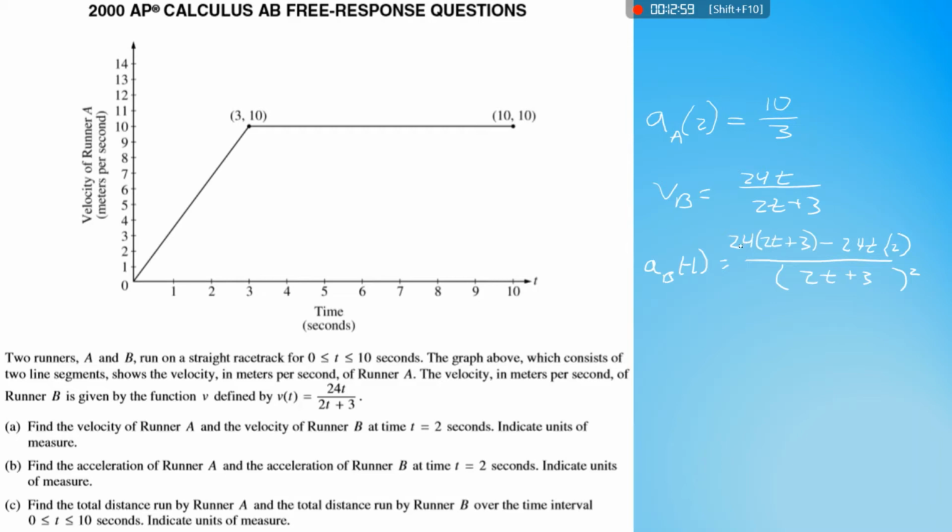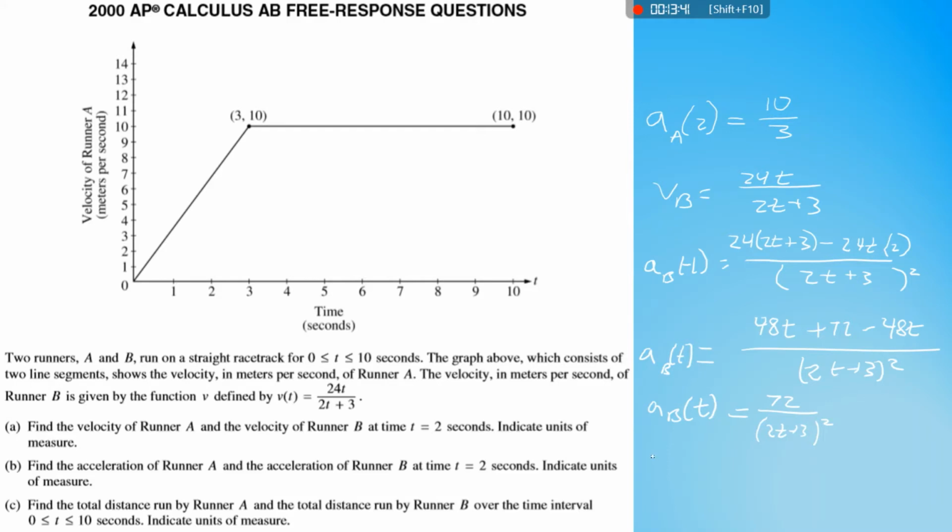Okay, so I've got 24 times 2t plus 24 times 3 minus 24 times 2t, over (2t plus 3) squared. If I simplify, what will I be left with? 72 over (2t plus 3) squared.